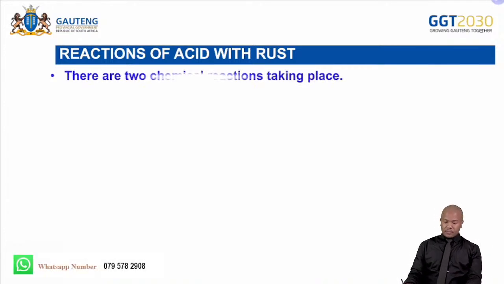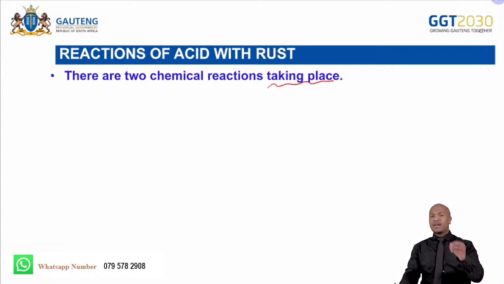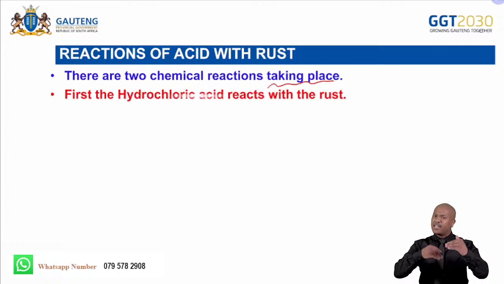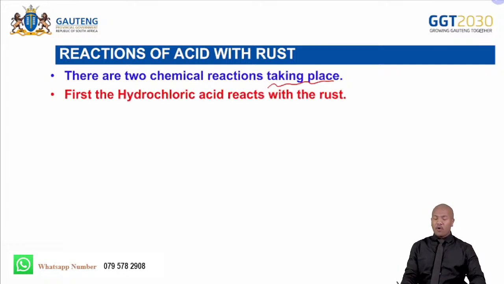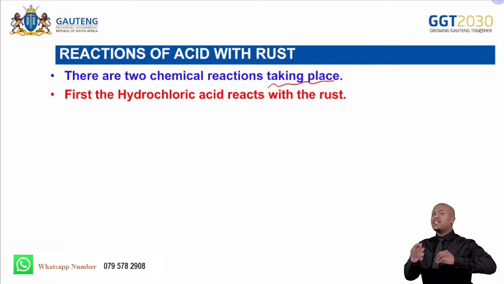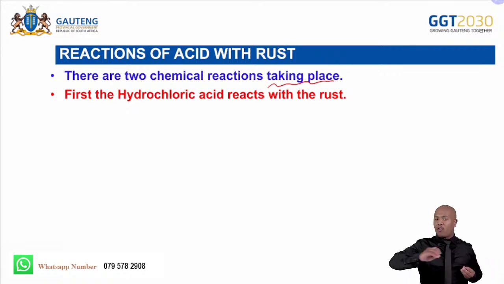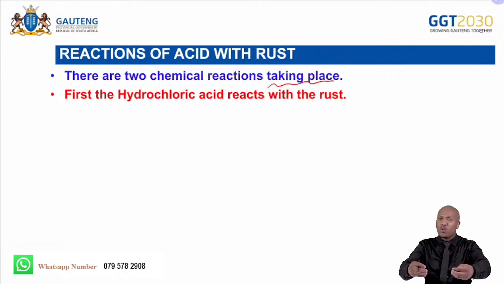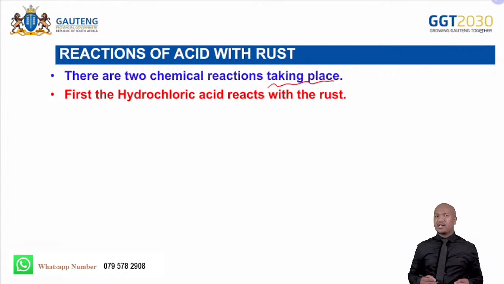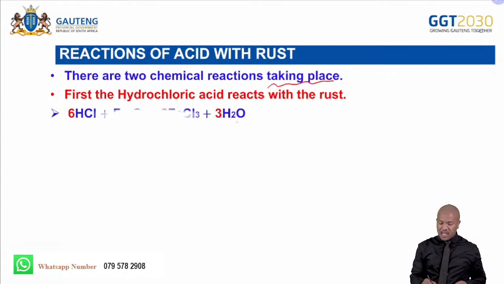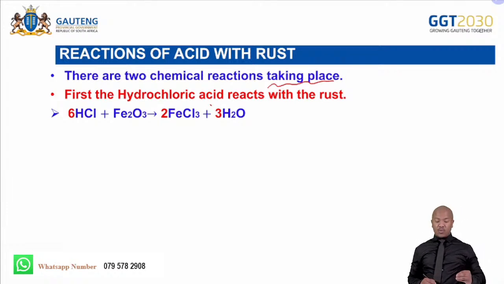Now there are two chemical reactions taking place when reacting acids with rust. It's what I've talked about, but let me explain further. First of all, the hydrochloric acid reacts with the rust. This is the case where I say it can be beneficial. It reacts with the rust to remove off the rust. Secondly, it is when it destroys the metal itself. So the first chemical reaction is when the hydrochloric acid reacts with the rust.